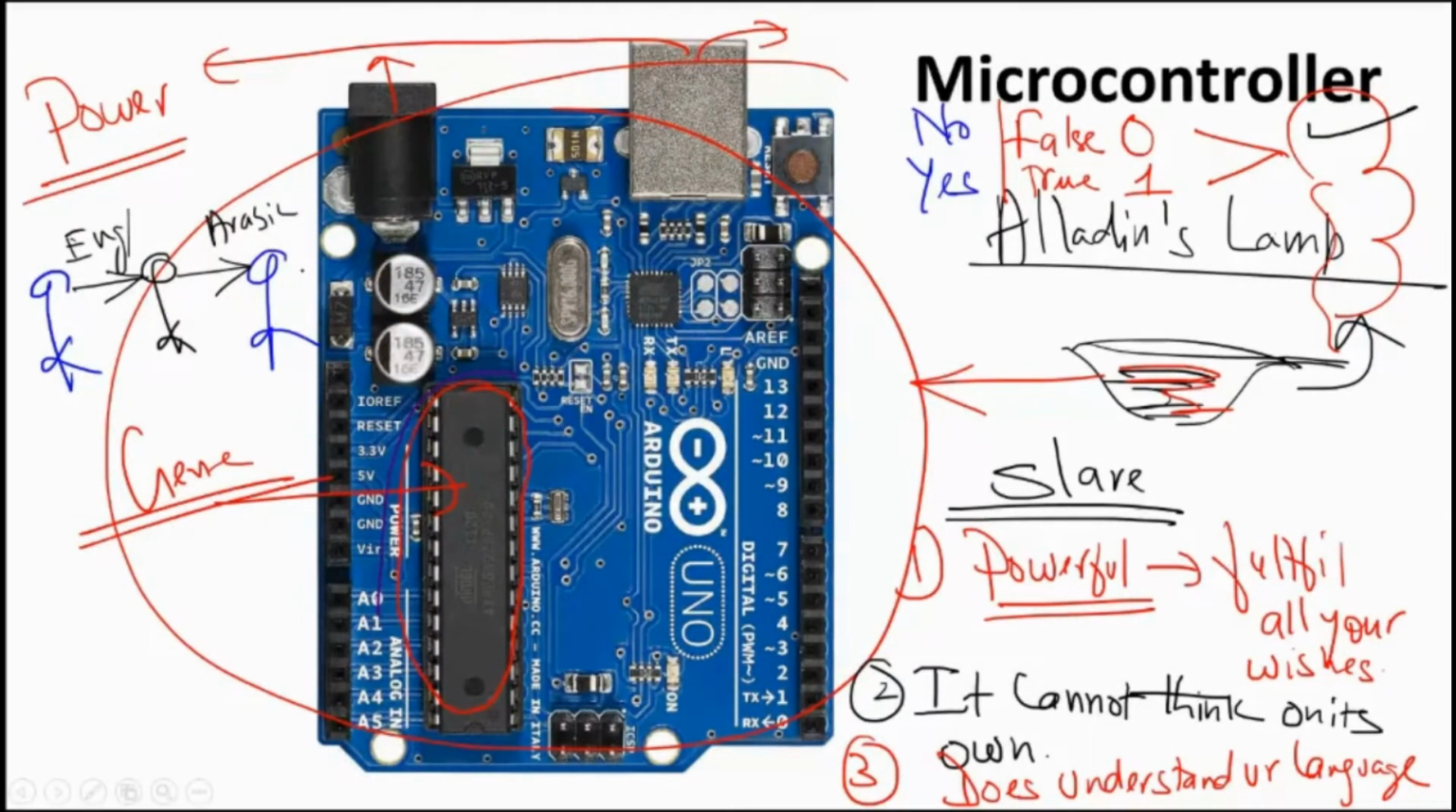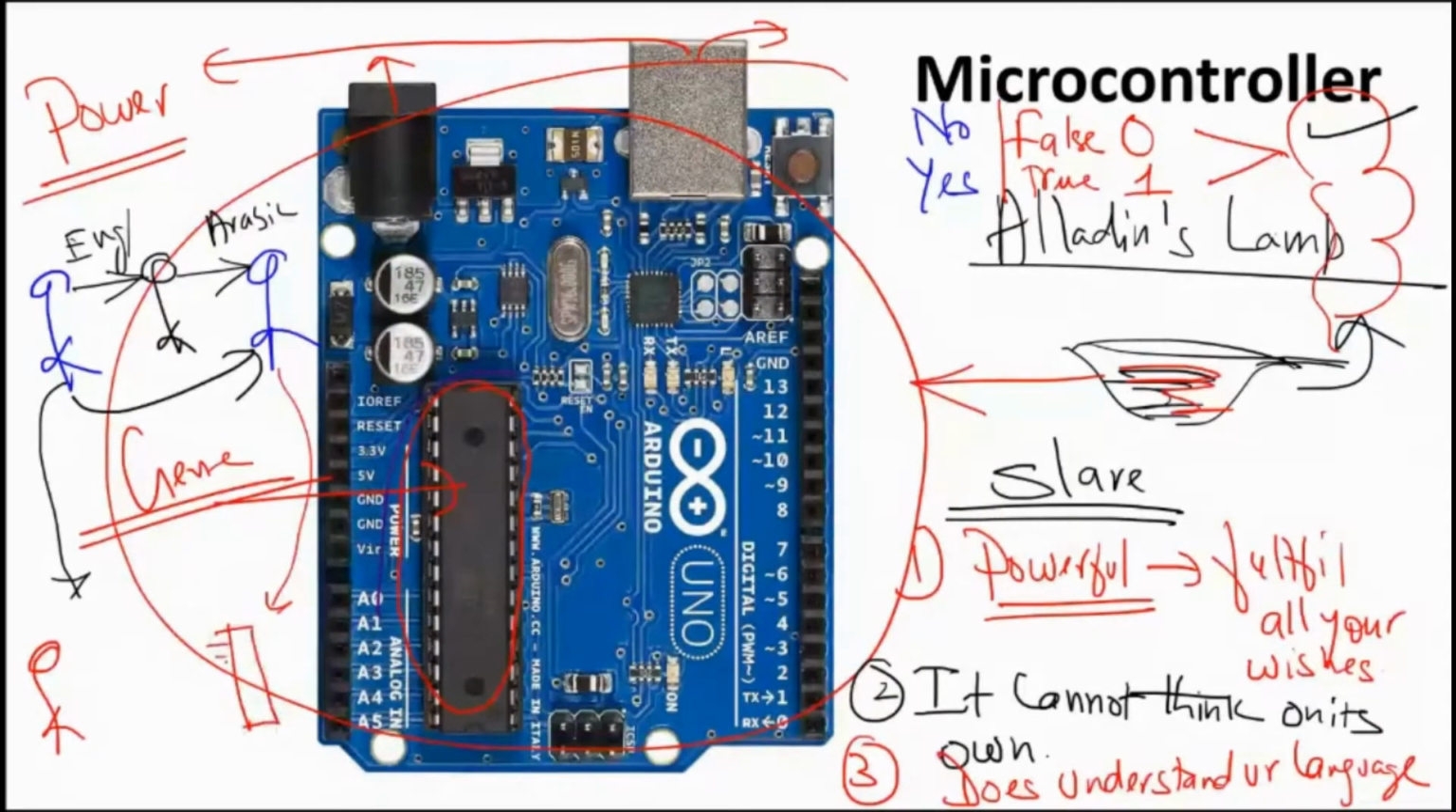This translation is necessary. Otherwise, whatever the Indian Prime Minister is speaking, the Arabian counterpart cannot understand. So there is a communication gap between the two. Similarly, just like the Indian Prime Minister, I am the master here. Just like the Arabian Prime Minister, here is the microcontroller device. The language that this particular device can understand is only 0 or 1.